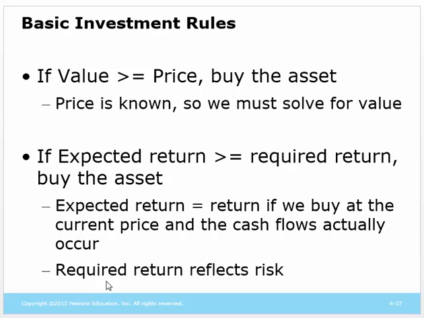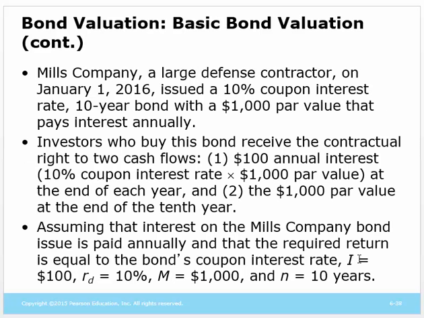In this case, remember that required return reflects the risk of the company. Since we're talking about bonds, it's going to be identified by the rating level, with a AAA rating being the least risky of all the bond ratings.